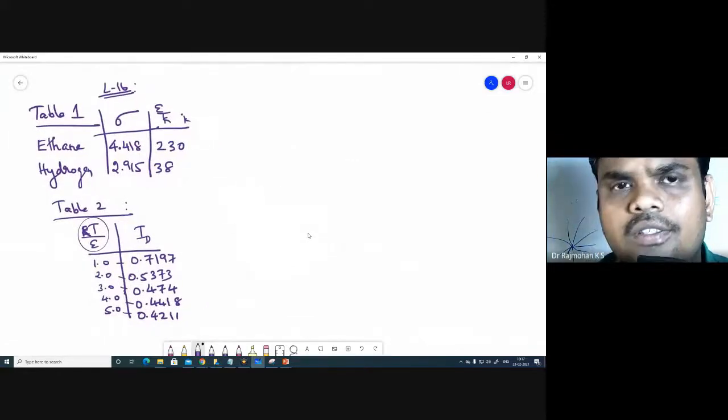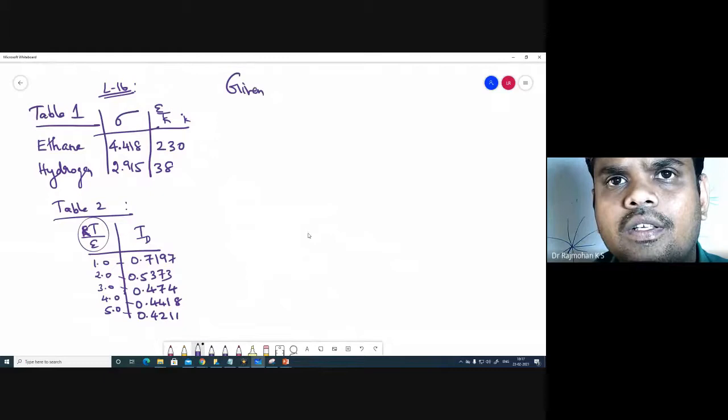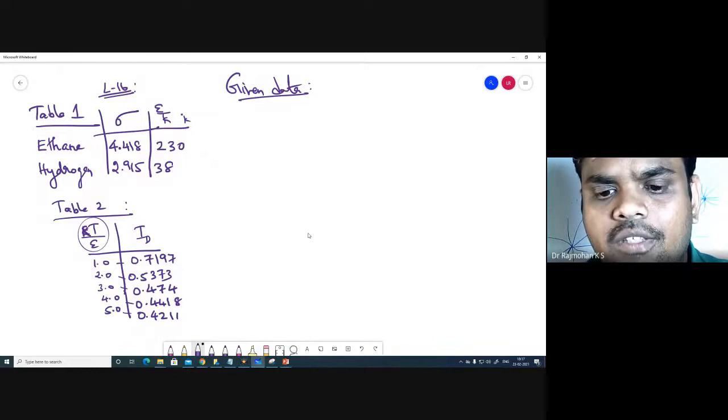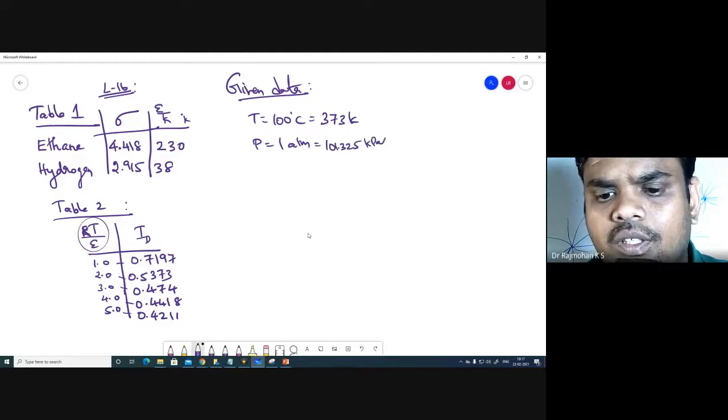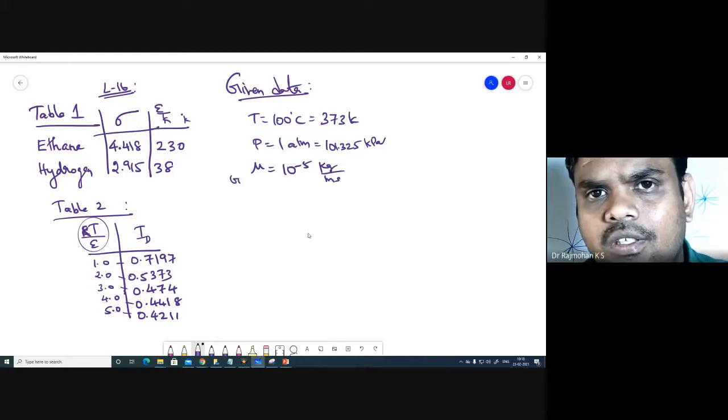So what are the data given? The given data are: temperature is 100 degrees Celsius, which is 373 Kelvin. Pressure is 1 atmosphere. We can substitute in atmosphere wherever specified, or if you want, we will substitute in kilopascal, 101.325 kilopascal. And we know the viscosity, mu, is 10 power minus 5 kg per meter second.